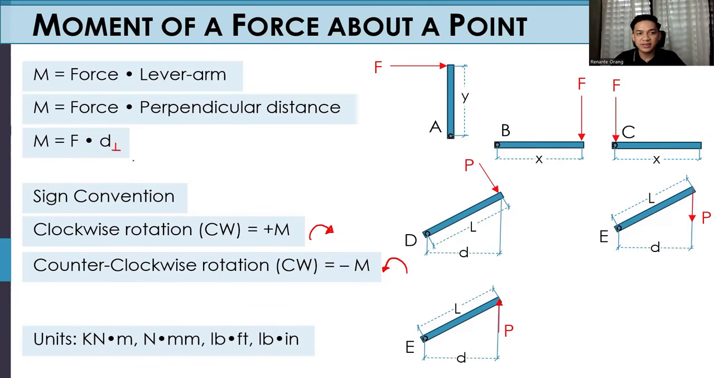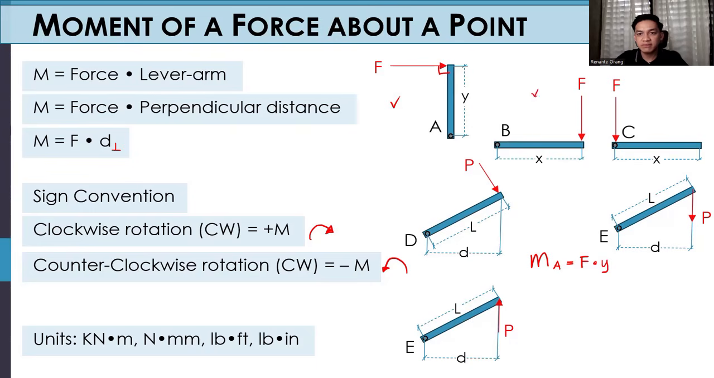In order for us to understand this formula, we have here our examples and let us evaluate yung force times perpendicular distance natin. For our first figure, we have our point A and we have our force F which has a distance of y. So what if we are finding our moment of our force F about our point A, that is equivalent to our force multiplied by its perpendicular distance? Ibig sabihin ng perpendicular distance is 90 degrees. That is our distance y. So therefore, this is force multiplied by our distance y.